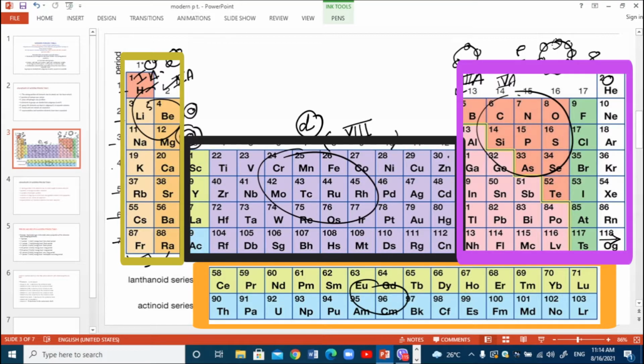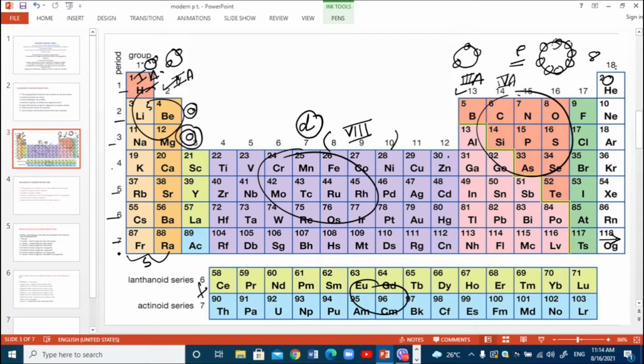Now we'll see the position of elements in the periodic table. Group 1A elements, you see group 1A, the first column. 1A elements are called alkali metals because alkali means base.